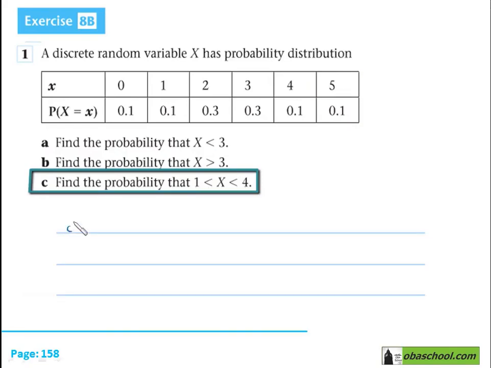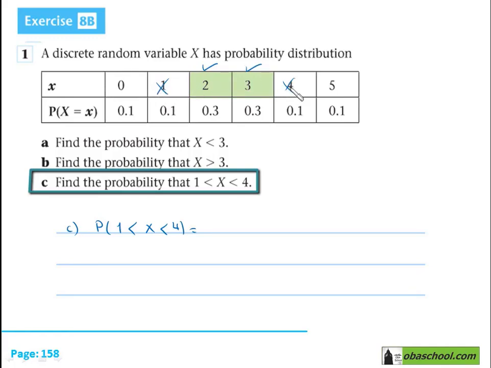Now for part C, find the probability that x is bounded between 1 and 4. So, probability of x is greater than 1 and less than 4. Since it is greater than 1, 1 is not included. So we neglect the 1 and we take the 2. Also, it is less than 4, so 4 is not included and we take the 3. So we only have the values 2 and 3.